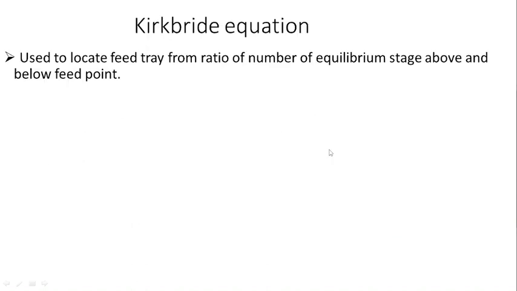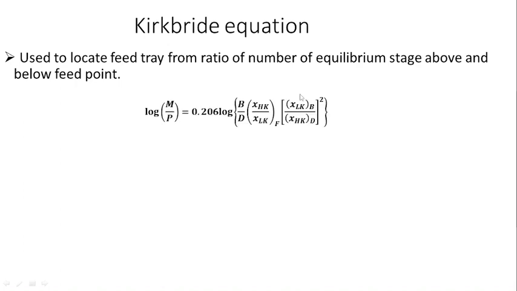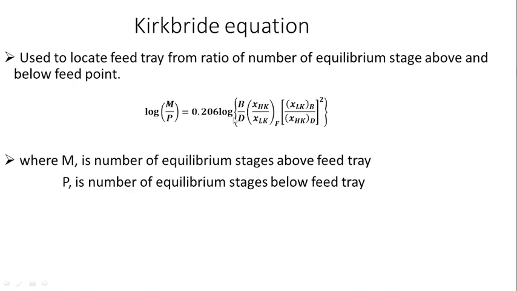Next is the Kirkbride equation. The Kirkbride equation is used to locate the feed tray from the ratio of the number of equilibrium stages above and below the feed point. So m is the number of equilibrium stages above the feed point and p is the number of equilibrium stages below the feed point. So this ratio can be found.